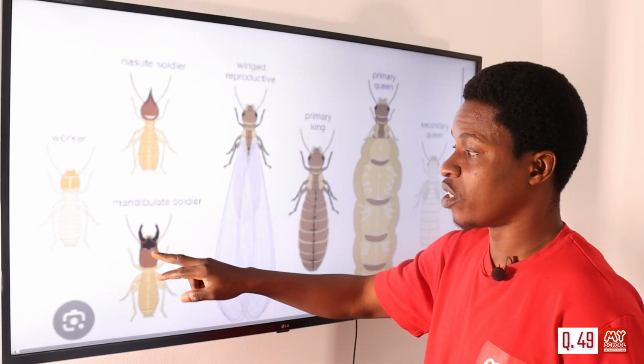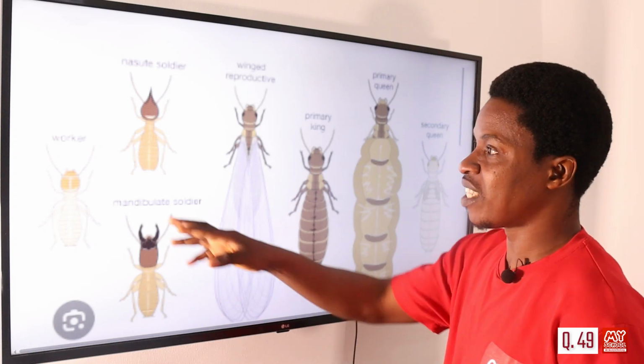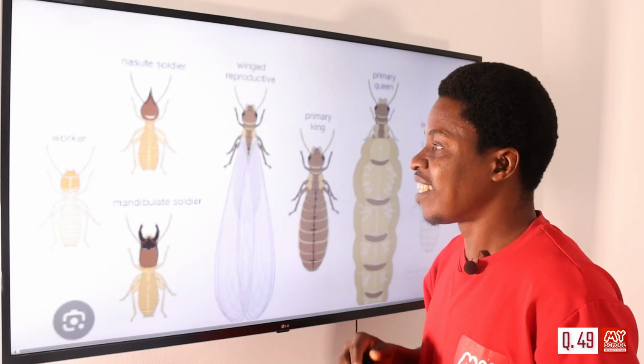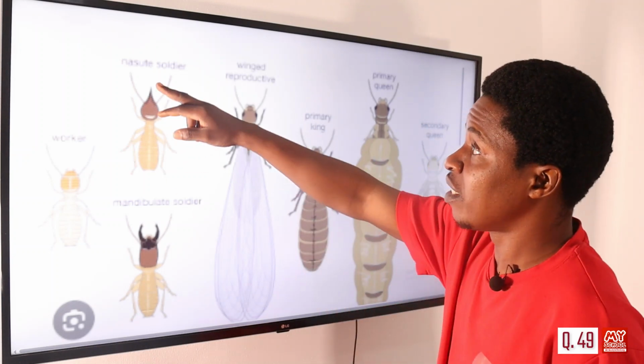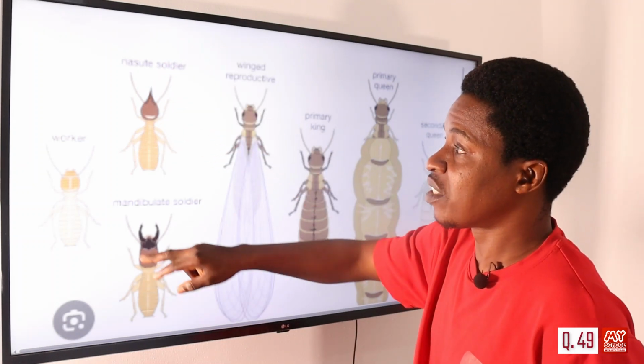So what is their function? Their function is to defend the territory. One funny thing about them is that, just like the worker, they are blind. They can't see, but they can sense. So when someone gets into the environment, we have the natural soldier, and that's also another form of soldier. Then we have the workers.